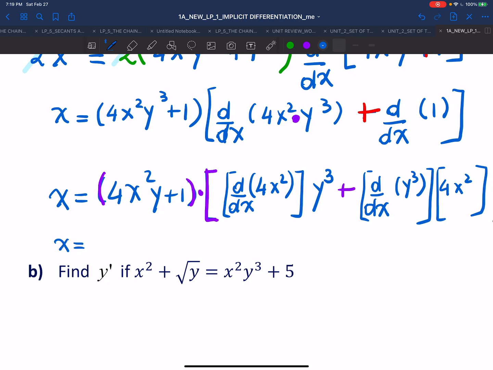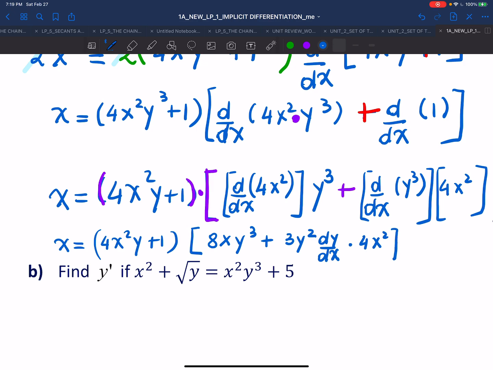So here we go. 4x squared y cubed plus 1, big brackets. Derivative of 4x squared, remember this is explicit, that's 8x times y to the power of 3. So 8x y cubed. And then plus, now the derivative of y cubed, that's implicit, 3y squared dy dx, and then times 4x squared.